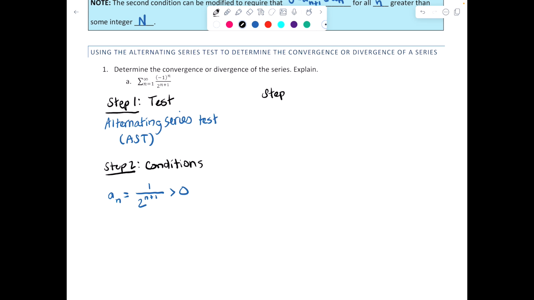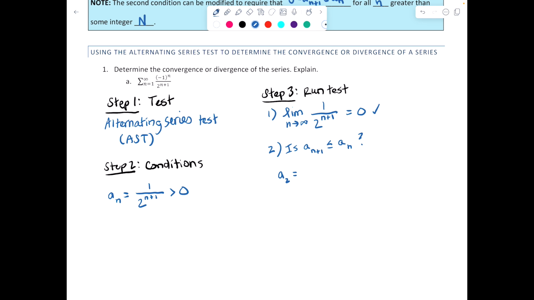Step 3, we'll run the test. So the first part of the test is finding the limit as n approaches infinity of a sub n, which we said was 1 over 2 to the n plus 1, which of course is 0, so that one checks out. Now the second one is a sub n plus 1 less than or equal to a sub n. Well, let's check it out. A2 is going to equal 1 over 2 cubed, which is 1/8. A1 is going to equal 1 over 2 squared, which is 1/4, and 1/8 is certainly less than or equal to 1/4.